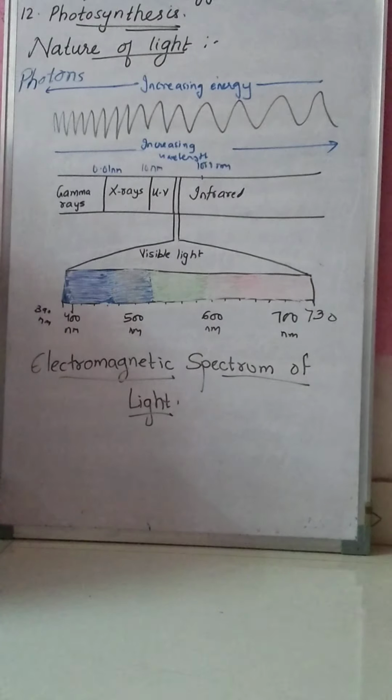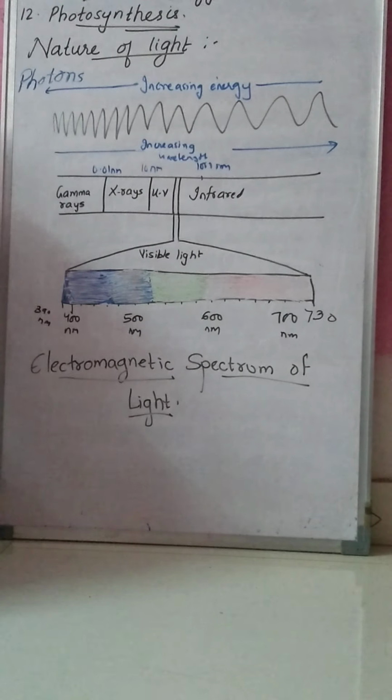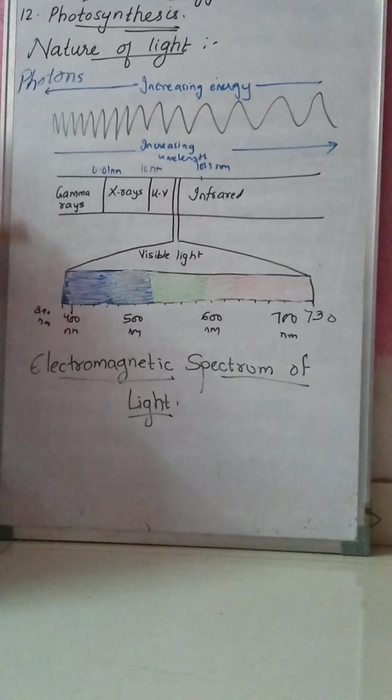The light has different wavelengths, having different colors. Different colors are present in the light. That is the VIBGYOR colors, the visible light. You know VIBGYOR.